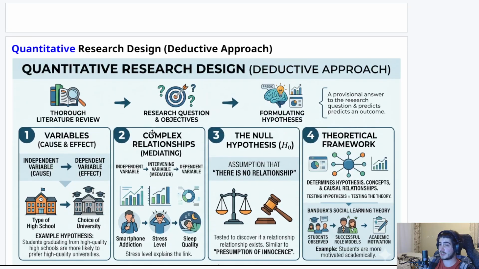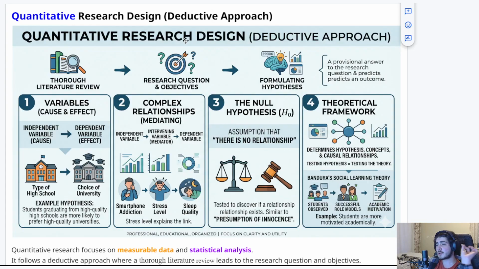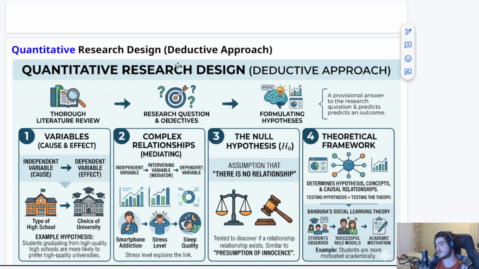Now we look at different types of research designs. First, we look at quantitative research design. I've learned how to say quantitative now, and it's the deductive approach. First of all, you look at the literature. What kind of data do you have? And then you find out the research question and objectives, and then you formulate a hypothesis. What was a hypothesis? It was a provisional answer to the research question, and it predicts an outcome.